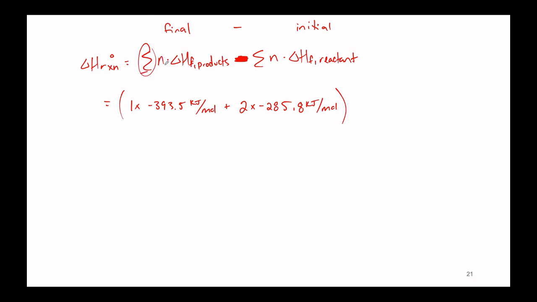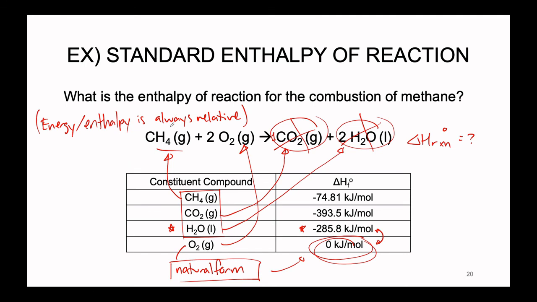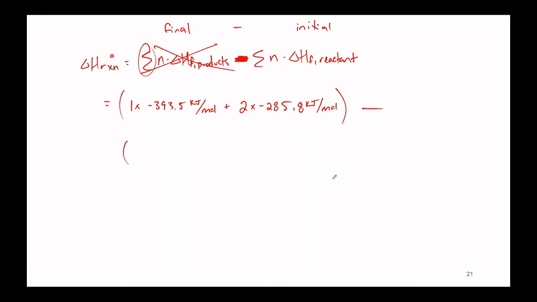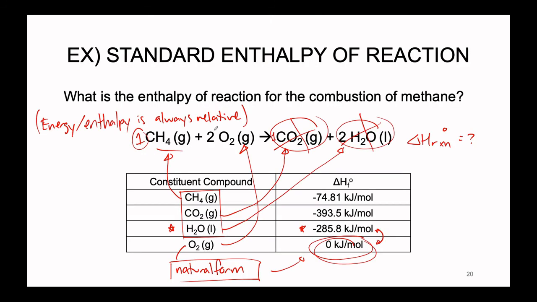We have now finished this section of the equation, and we're going to subtract out the sum of all of our reactant conditions. The first of our reactants is the methane, we can see here. So we're going to take 1, since this is the coefficient in front of our methane, multiply it by the negative 74.81 kilojoules per mole. And we're going to add to this 2, because that's the coefficient in front of our other reactant, times 0. Right?